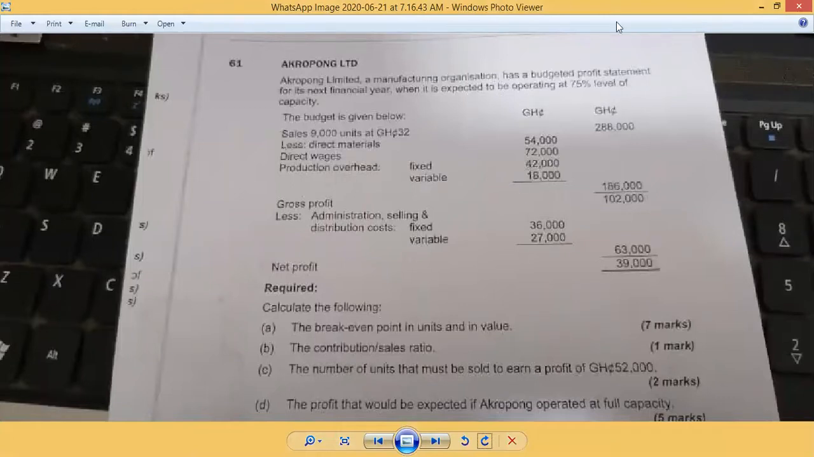Please, how do we get it? Here, you have to slow down a bit for everyone to get it. Okay, so the 32 is the selling price. They said 9,000 units at 32. Agreed. Perfect. 9,000 units at 32.